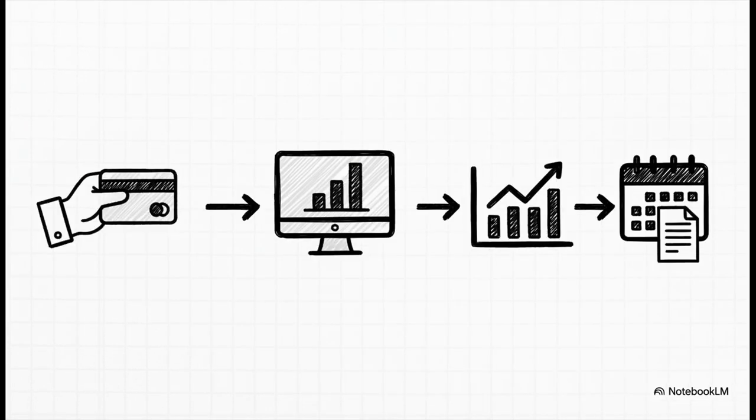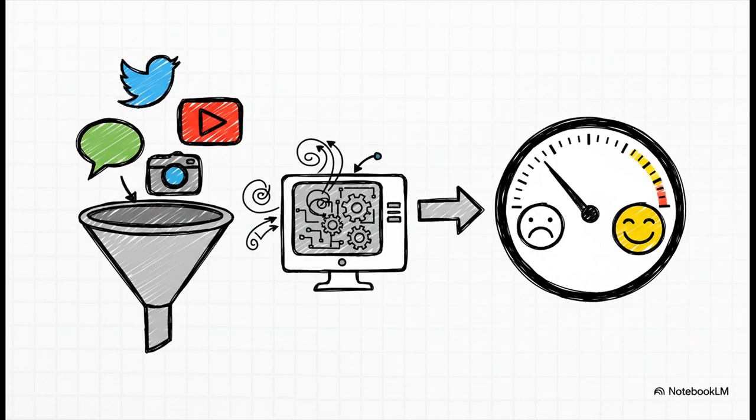Or how about this one? Anonymous credit card data. By analyzing millions and millions of spending patterns in real time, analysts can spot new consumer trends weeks or even months before the official economic reports come out. It's an unbelievably powerful early warning system. And of course, there's social media scraping. We're talking about algorithms that scan millions of tweets, posts, and comments every single day to gauge the public's mood towards a brand, a product, or even the entire market. It gives you a real-time pulse of the crowd that's way faster than any traditional survey.